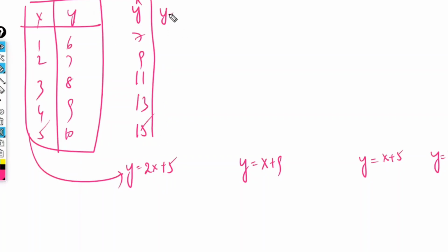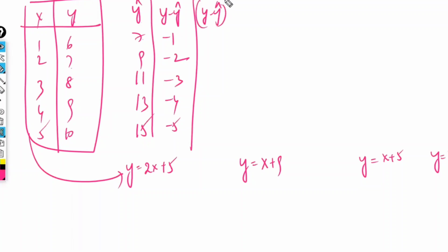Now the error. Error is y minus y hat. What is the error? 6 minus 7, minus 1; 7 minus 9, minus 2; minus 3, minus 4, minus 5. Now y minus y hat whole square: that is 1, 4, 9, 16, 25. Now what is the total sum? It is 55. This is for this equation.